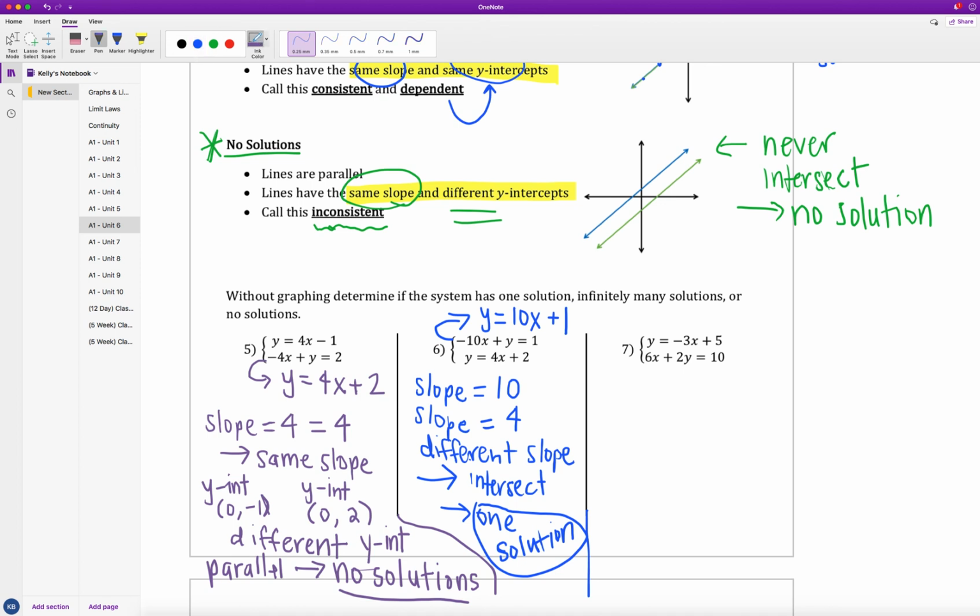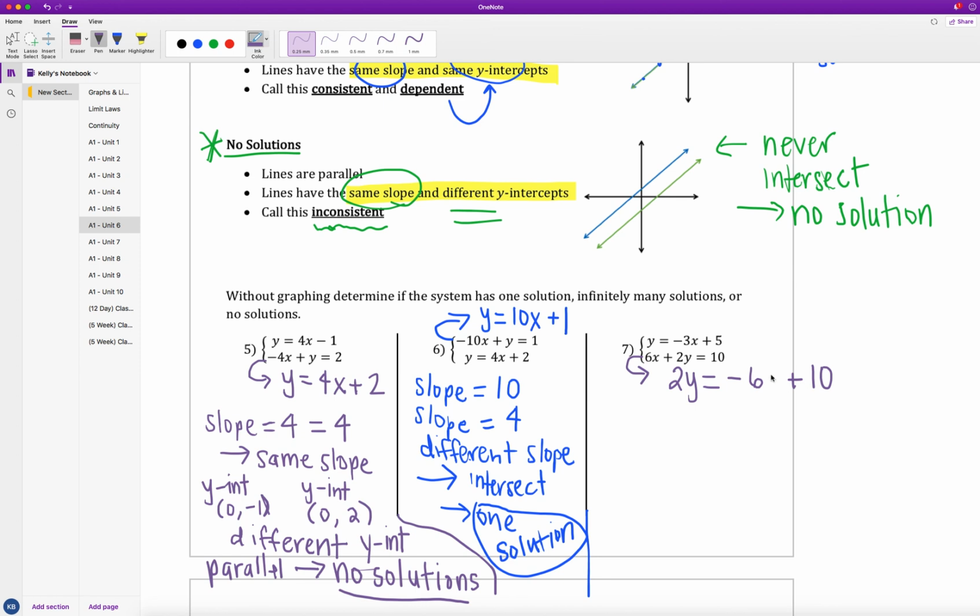Let's look at our last example. So our last example, we have y equals negative 3x plus 5 and 6x plus 2y equals 10. So in this second equation, we have to write it in slope-intercept form. So why don't you guys pause the video and write that in slope-intercept form. To do this and get it to slope-intercept form, I have to isolate y. So I'm going to start by subtracting the 6x over. Oops, plus 10. That was an x there.